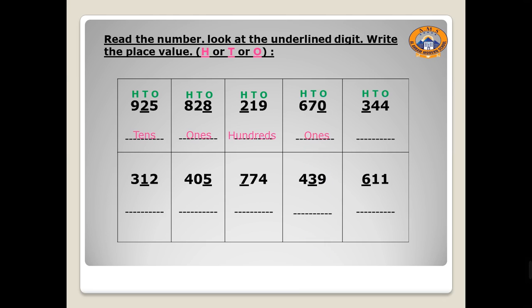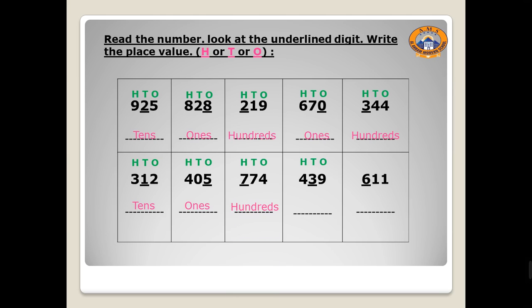Then 344. The underlined digit 3. So the place value of digit 3 is hundreds. Excellent. 312. The underlined digit is 1. So the place value of 1 is tens. Then 405. Can you tell me the place value of digit 5? Yes, excellent, ones. Then 774. The place value of digit 7 is, excellent, hundreds.